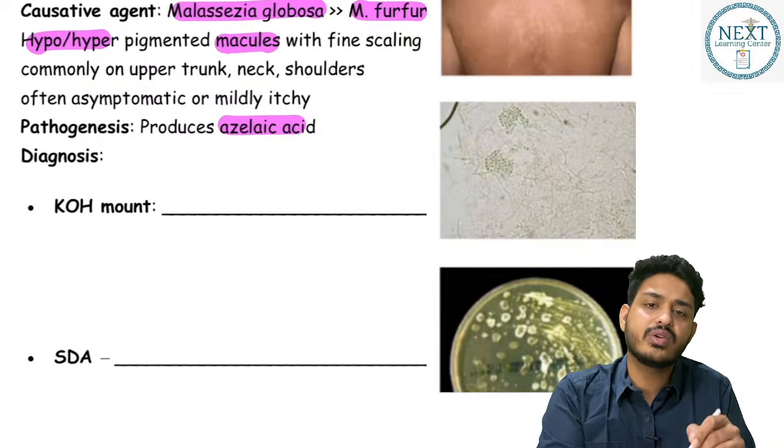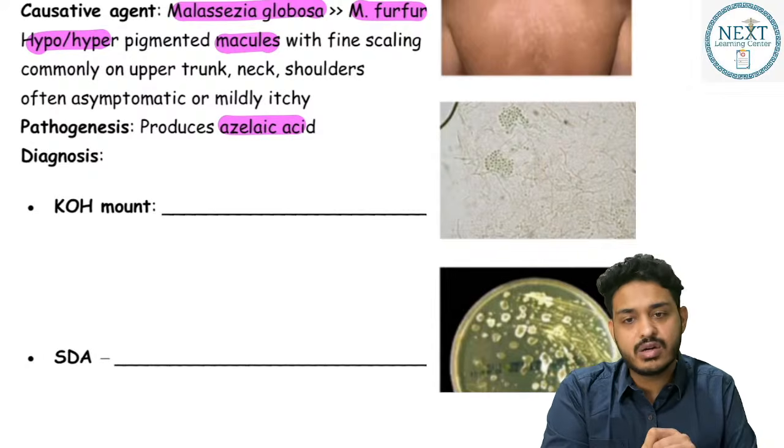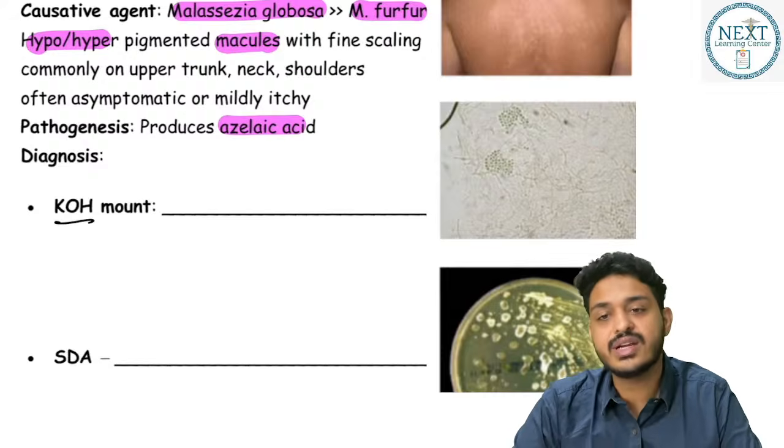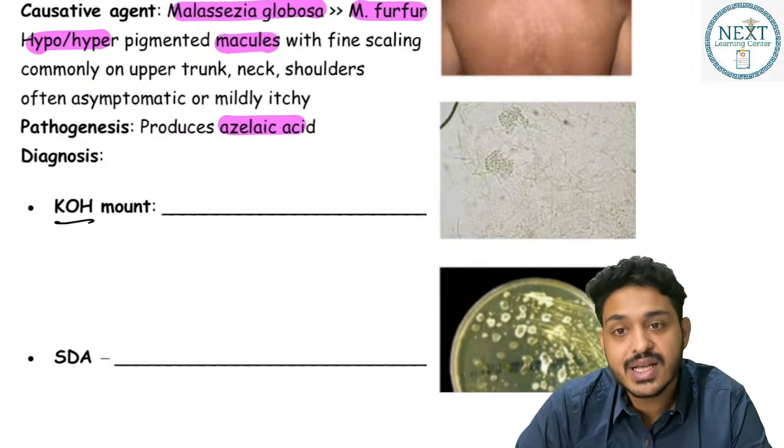KOH mount कुछ नहीं है, we are going to take up the sample, scraping लेना है और slide पे डालना है. You are going to put potassium hydroxide, you are going to see it under microscope. This is known as KOH mount, right?